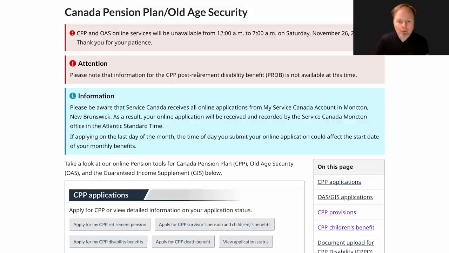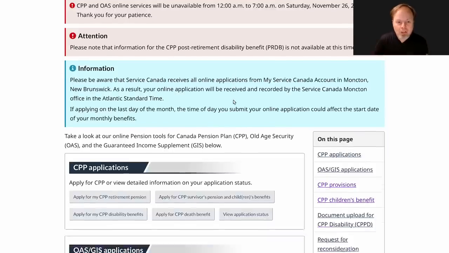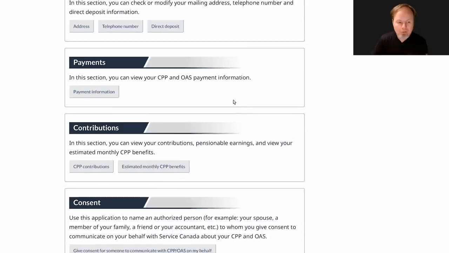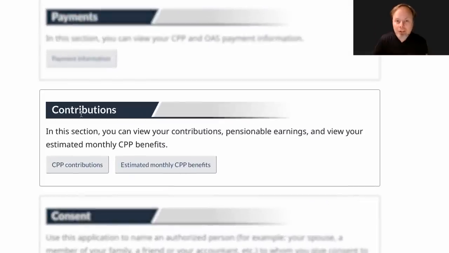So, for example, here's the Service Canada website, and if you scroll down pretty much towards the bottom, you will see this contributions section, and you can either get information about your CPP contributions to date, or you can get information about what your estimated monthly benefits are.